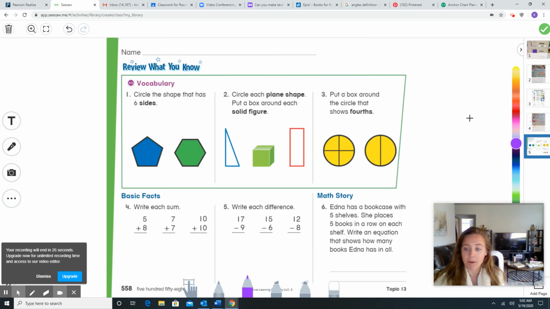The next thing that you are going to do is use these anchor charts in my video to help you with these 6 questions. Make sure that you write an equation for the last one. You can use numbers or you can use words to explain. Okay, good luck and good job.